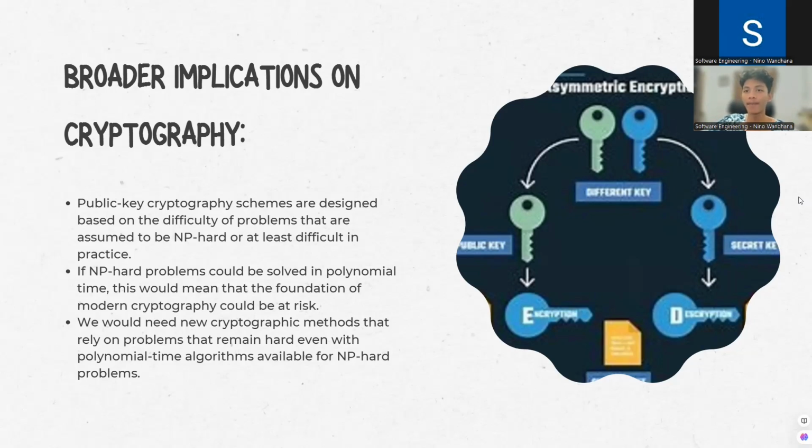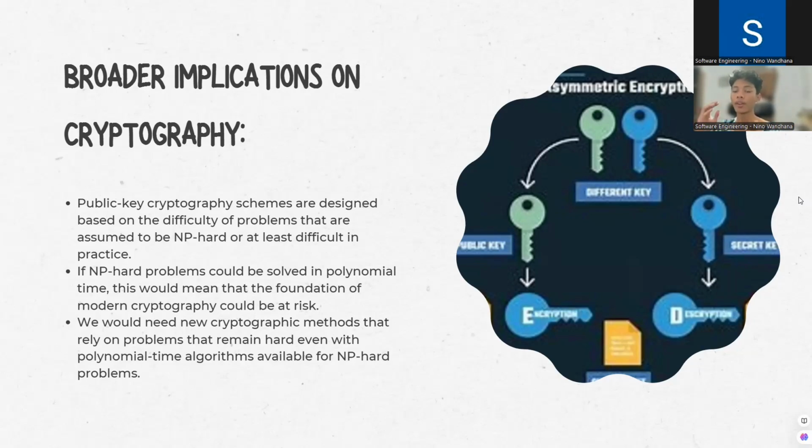Now, what happens if NP-hard problems become easy? If polynomial time algorithms are discovered for solving NP-hard problems, it will undermine the fundamental assumption of cryptographic security. First of all, public key encryption systems like RSA, which rely on the hardness of factoring large numbers, would become very vulnerable. It would compromise digital security, where encrypted communications, online banking, and secure data storage could all be at risk, as attackers could efficiently decrypt data.